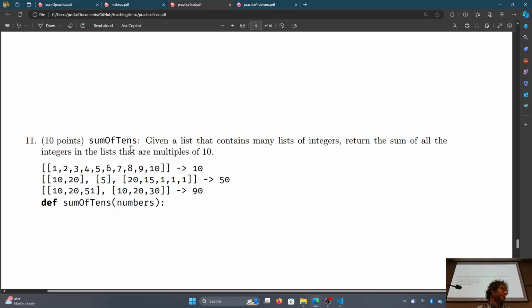Oh, look at this. Here's another problem that I said is good final exam practice. Give me the list that contains many listed integers. Return the sum of all integers that are multiples of 10. Might be an indication that I like problems like that, where I have you go through a list of lists and just do a very common, if it's this, add something, otherwise add something else.